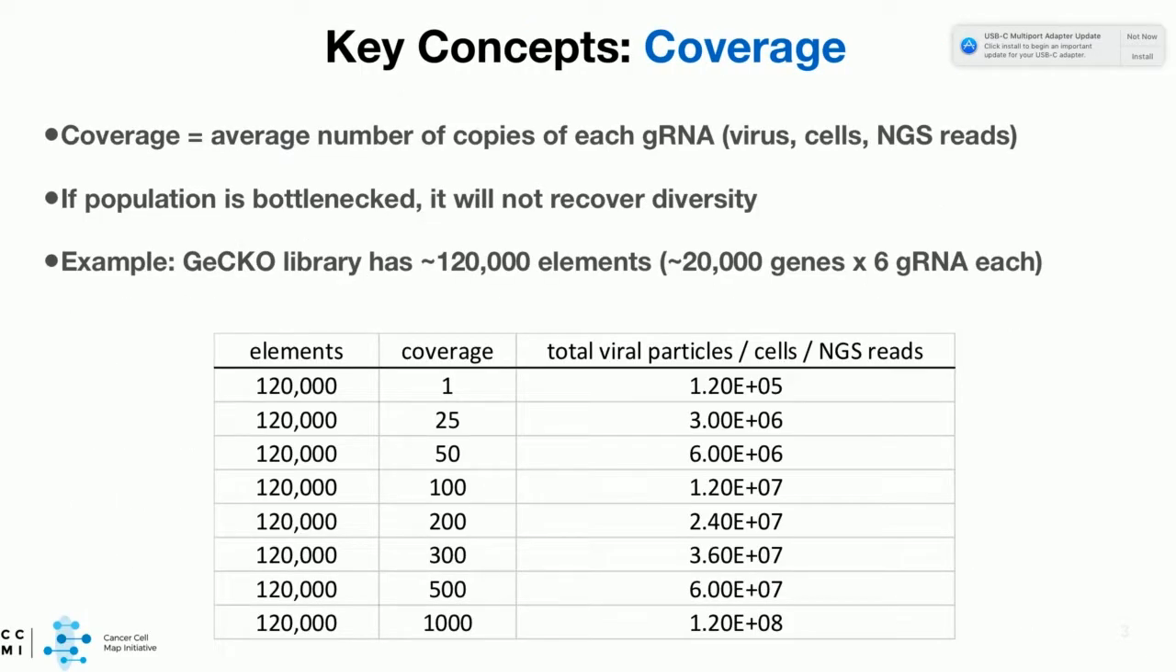So again, we'll harp on this again because this is, I think, the single most important idea in a pooled CRISPR screen: you have to maintain coverage of your library at every single step. Using the GeCKO library as an example with 120,000 elements, coverage is how many copies you have on average. Obviously, it will be a Gaussian distribution. If each of the 1,000 elements is represented 300 times, you would need 36 million cells to do that. So, a large number of cells.